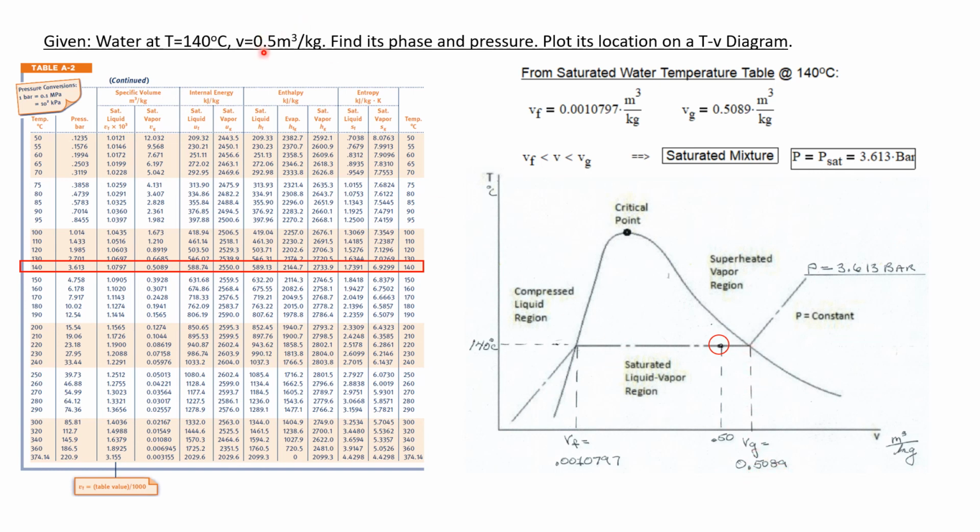Now, the specific volume that's given for this state is 0.5 cubic meters per kilogram. That lies in between V sub F and V sub G. It's closer to V sub G, so I'm going to plot it here on this TV diagram. This is the location of the state. And we can see that it is a saturated mixture, and there is more vapor in it than liquid, but it's a saturated mixture nonetheless.